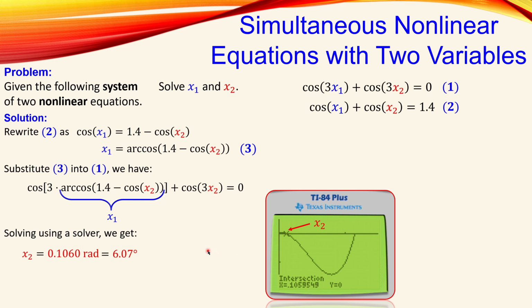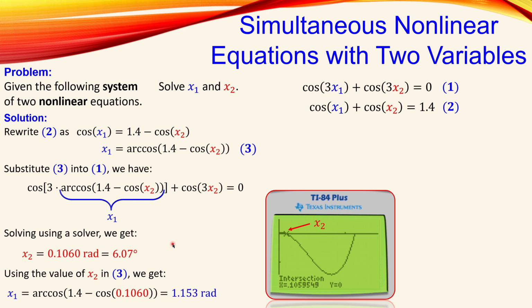Okay. But we know there is also another solution, which is x1, and that is actually shown here. In order to calculate x1, we can use equation number 3 by substituting the value of x2 in here. So if I do that, I will have x1 is equal to the arc cosine of 1.4 minus the cosine of this x2 in radians, of course. And we have a result in radians, which is 1.153 radians, and in degrees it is approximately 66.1 degrees.